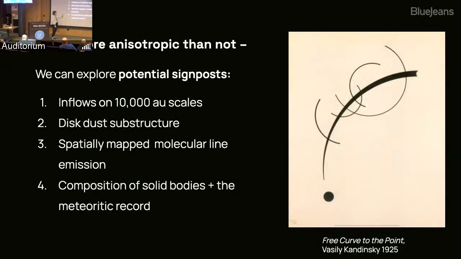To close out, here's my Kandinsky vindication, in that he also eventually stopped with the circle and realized the beauty of a streaming form. I've talked about 4 potential signposts that we can be looking for in how we talk about planet formation, namely these large-scale inflows, the disk dust substructure, spatially mapped molecular line emission, and how we think about the composition of solid bodies. So, thank you.